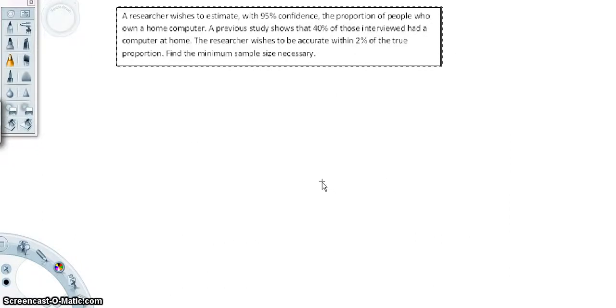Let's look at one of these problems. A researcher wishes to estimate with 95% confidence the proportion of people who own a home computer. A previous study shows that 40% of those interviewed had a home computer. The researcher wishes to be accurate within 2% of the true proportion. Find the minimum sample size necessary. So we use our formula. Oh, I'm going to get my pen. We want to find n, is what we don't know.